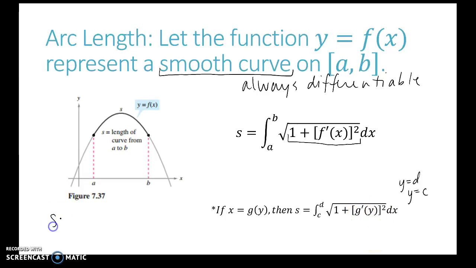If you remember arc length from pre-calc, when we found just in a circle, okay, that was our radius times our central angle. Gave us the length of an arc in a circle. All right, so let's look at some examples.